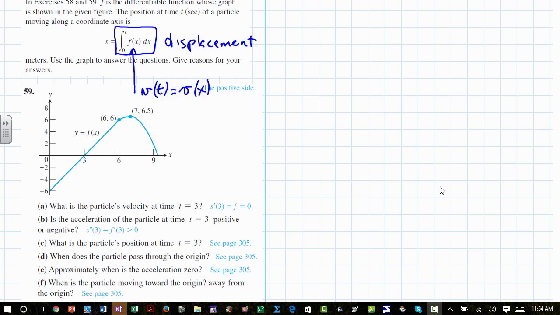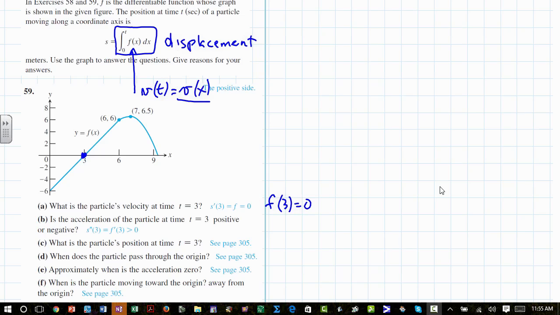So it asks, first and foremost, what is the particle's velocity at time t equals 3? Well, what is that going to be? This is not only the f function, it's the velocity function. It is the value coming out of that function at that location. I say the velocity is f of 3, which is equal to 0.